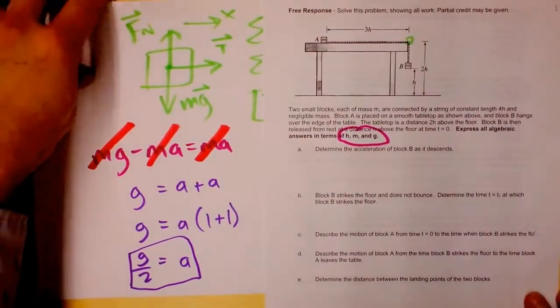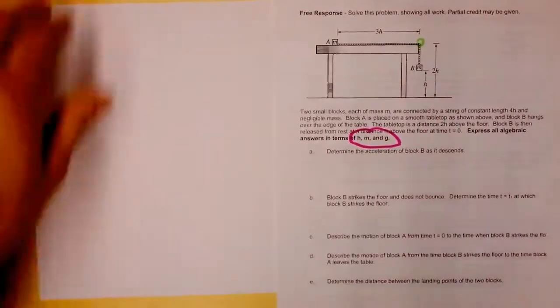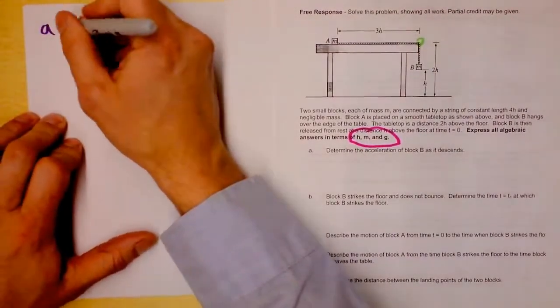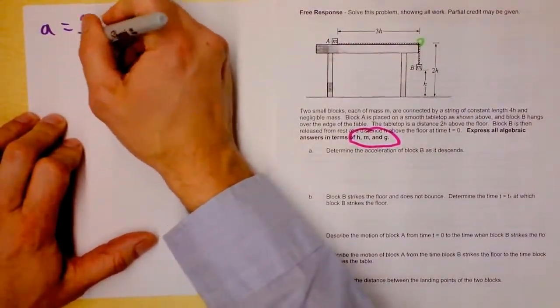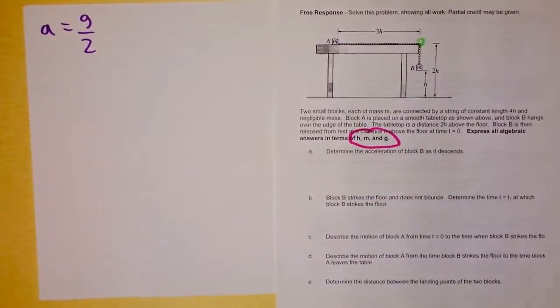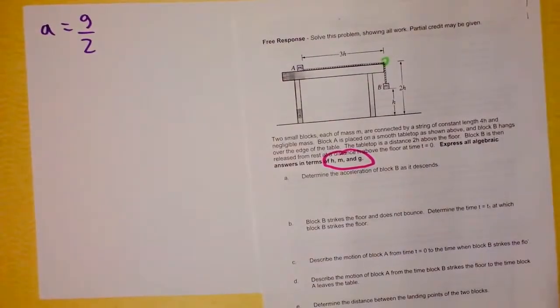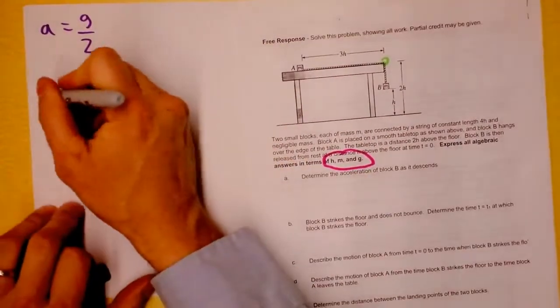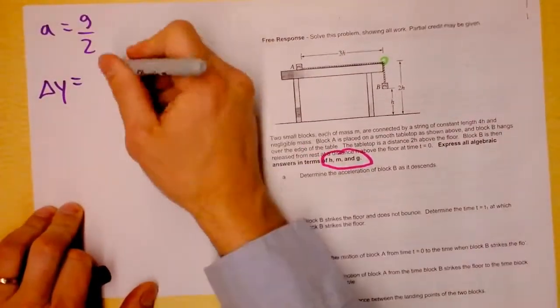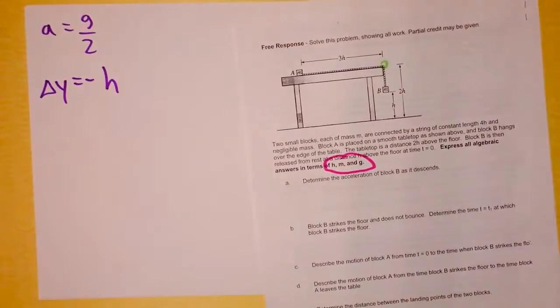The next page is where we do part B. Block B strikes the floor. The acceleration of block B and the acceleration of block A are equal at g over 2. How long does it take something to fall a distance h if its acceleration is g over 2? We know the distance it falls, which is h. Should I write delta y equals negative h? Negative h.